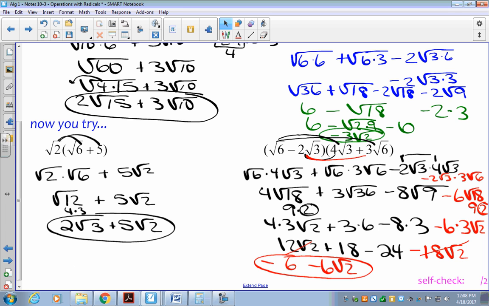If you are not a fan of writing things down, and you love skipping steps, I don't recommend you do that for this process here. At least not until you get good at radical expressions.